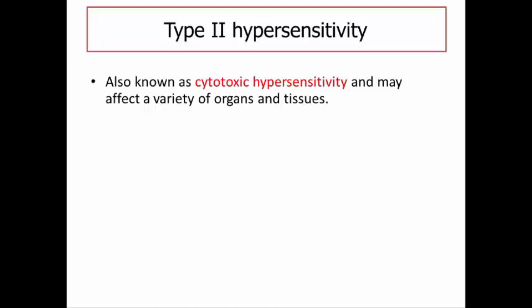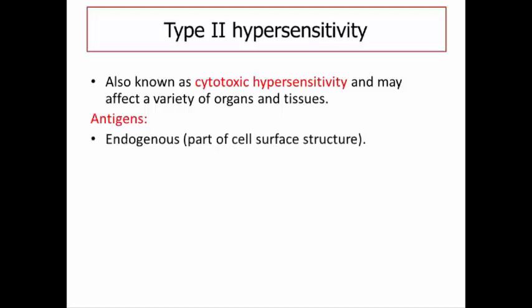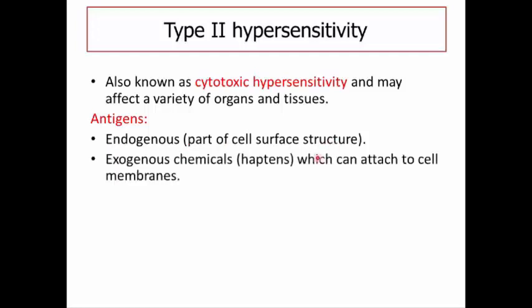The antibodies are the same, IgM or IgG generated inside the body, but the antigen is different. The difference here relies in the antigen. In case of type 2 hypersensitivity, the antigen may be endogenous, part of the cell surface, so it is attached to the cell, or exogenous, a chemical hapten, which enters into the body and attaches to a cell surface also, a cell membrane.